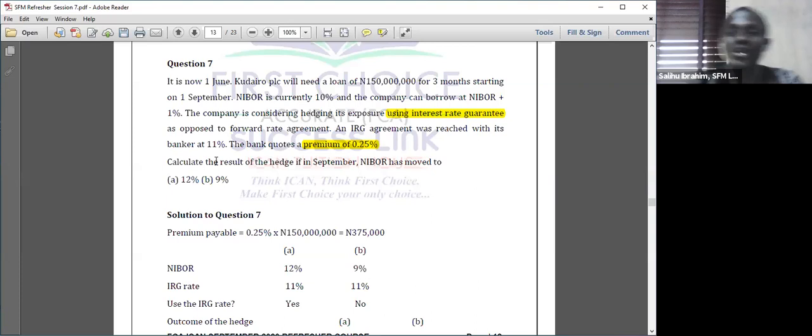If you want to evaluate an interest rate guarantee, you will compare the NIBOR at the end of the period. Don't forget, I'm emphasizing to you, what is being hedged is your NIBOR. What is being hedged is your NIBOR. Nobody is hedging your basis risk, okay?